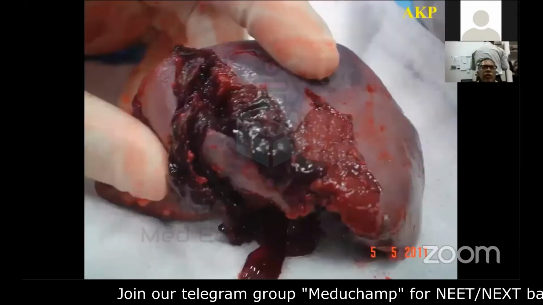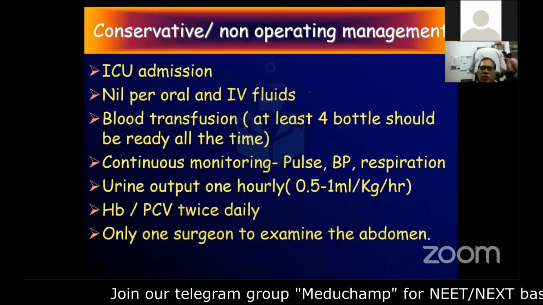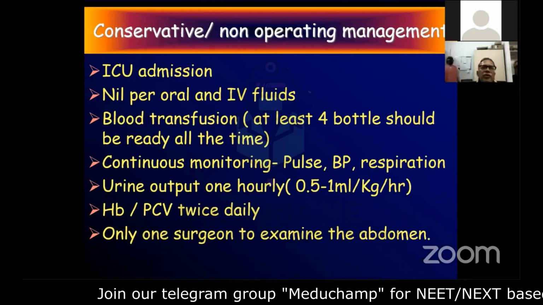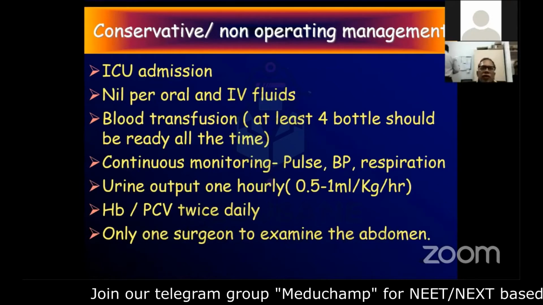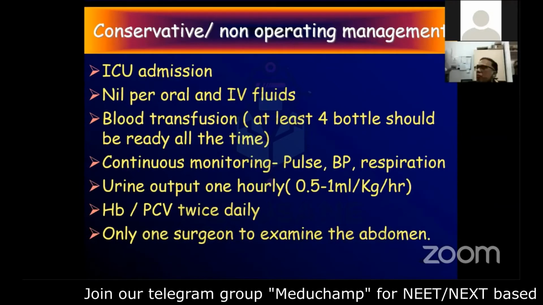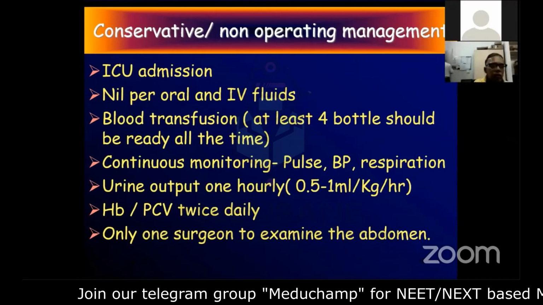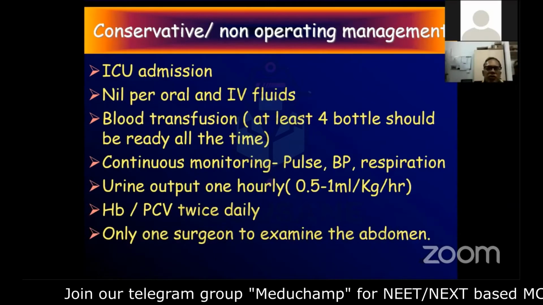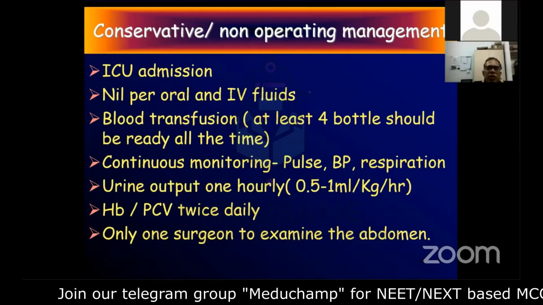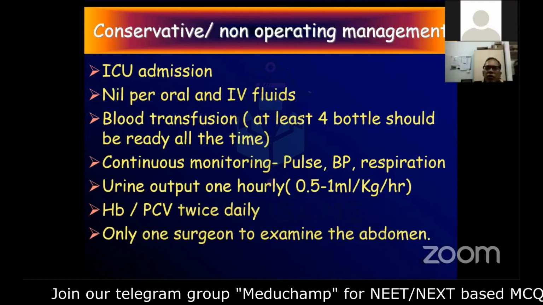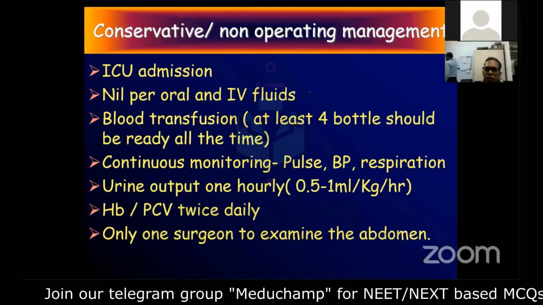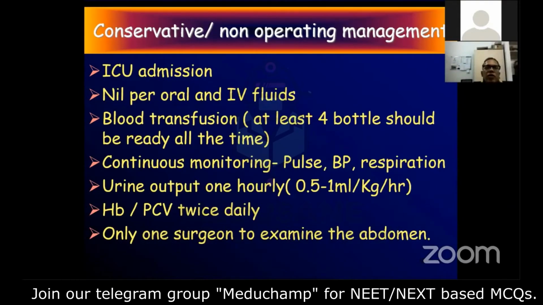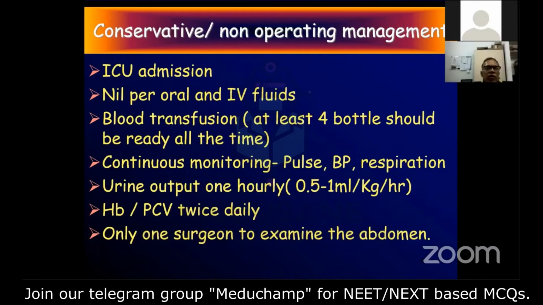When you are planning conservative non-operative management, the patient should be admitted to ICU. Keep the patient nil by mouth on IV fluids, with blood transfusion, and at least 4 bottles of blood should be kept in the blood bank. Continuously monitor pulse, BP, respiration. Urine output must be measured hourly, and 0.5 ml to 1 ml per kg per hour is considered adequate. Hb and PCV must be done twice daily, and if necessary, maybe 6 hourly.